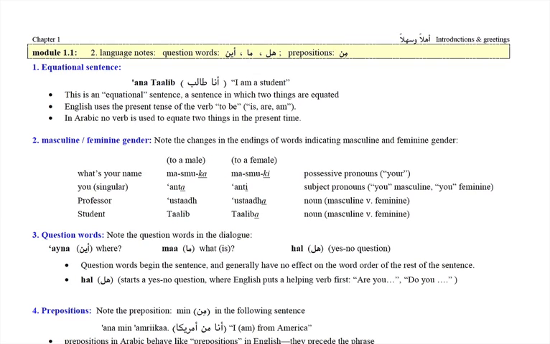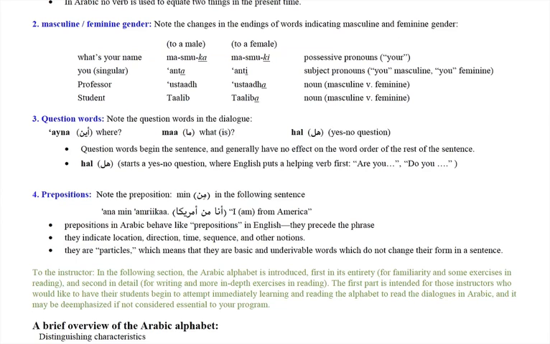Things like that. Fourth part here is prepositions. These dialogues contain one important preposition, namely min. Ana min America. Min is a preposition meaning from. Exactly like prepositions in English, they precede the phrase, they indicate location, direction, time, sequence, and other notions. And this is important for later use. They are particles, meaning that they are basic and non-derived. They do not change their form in the sentence.